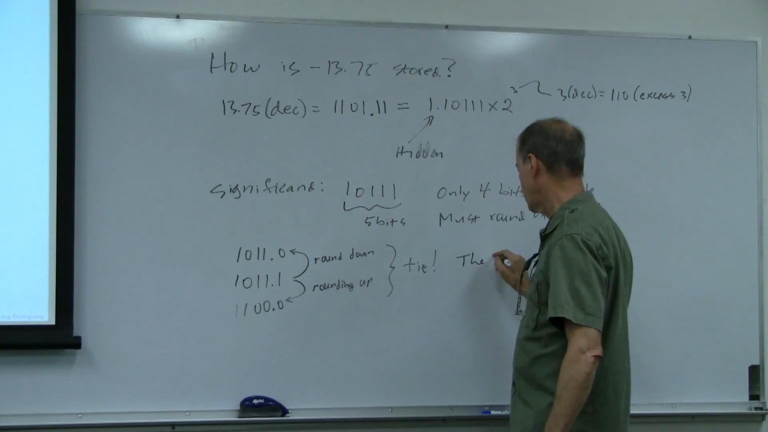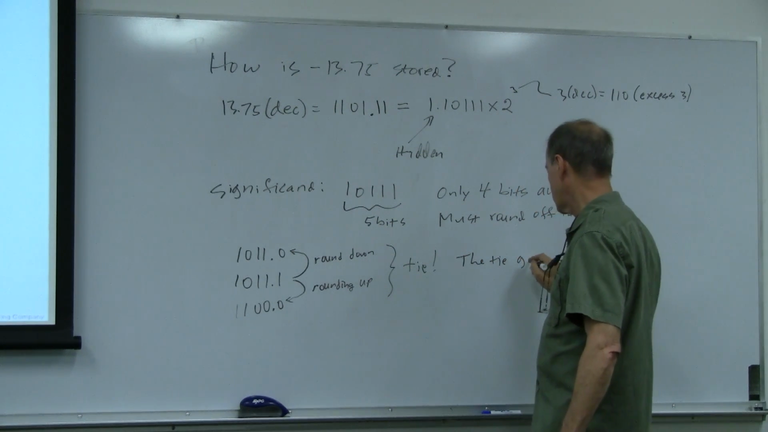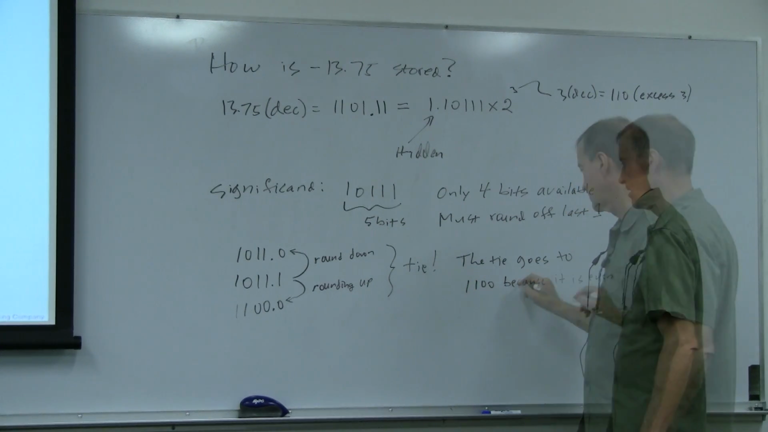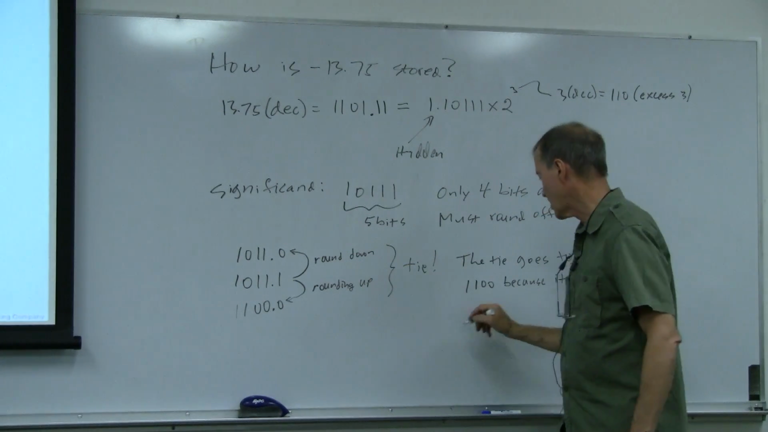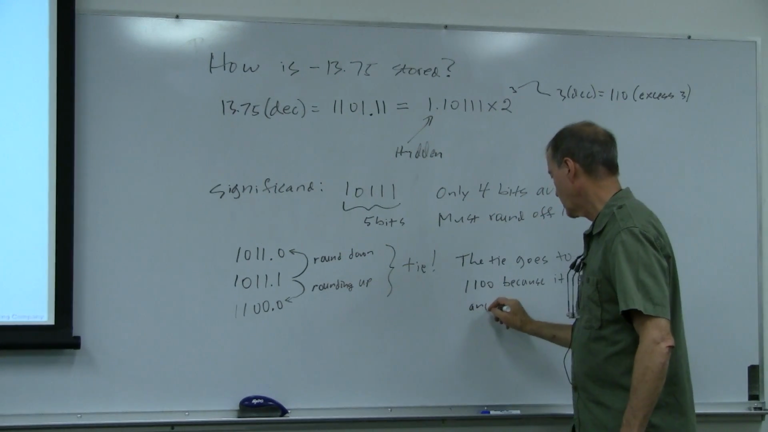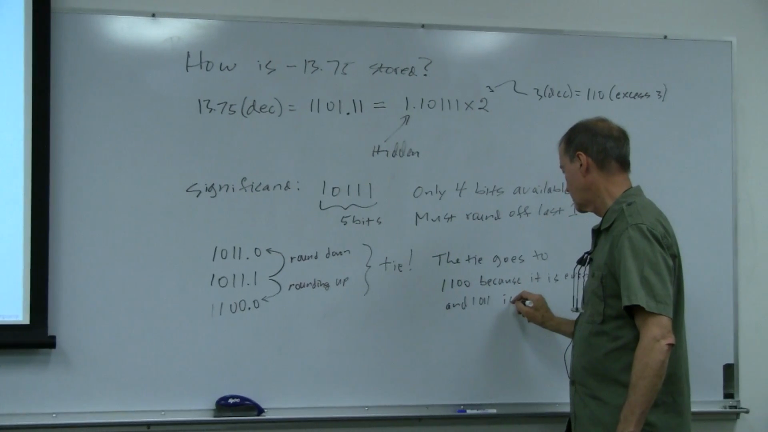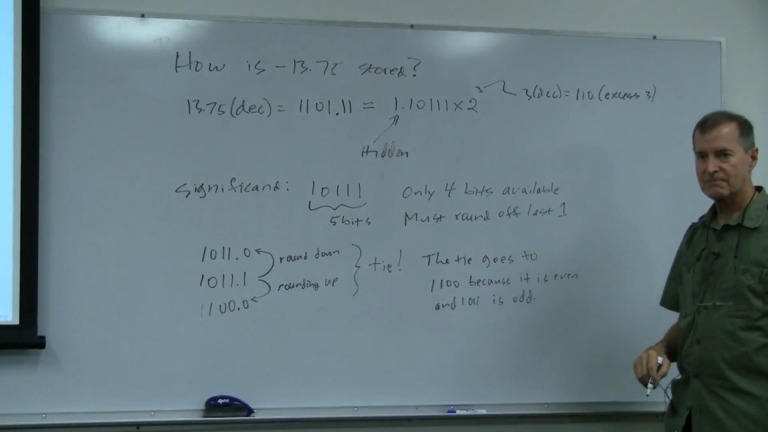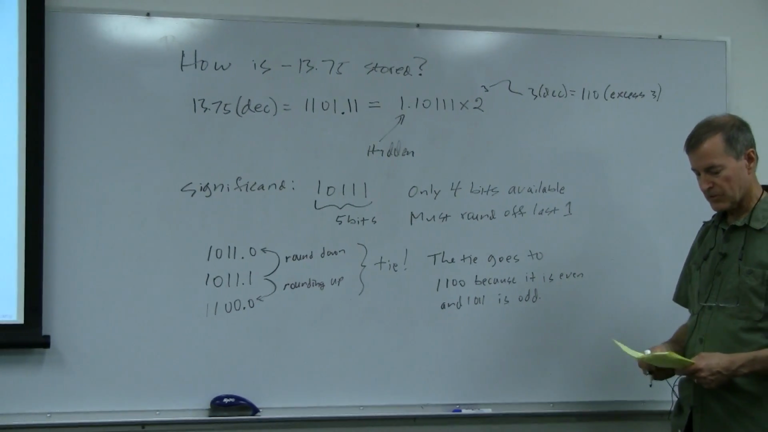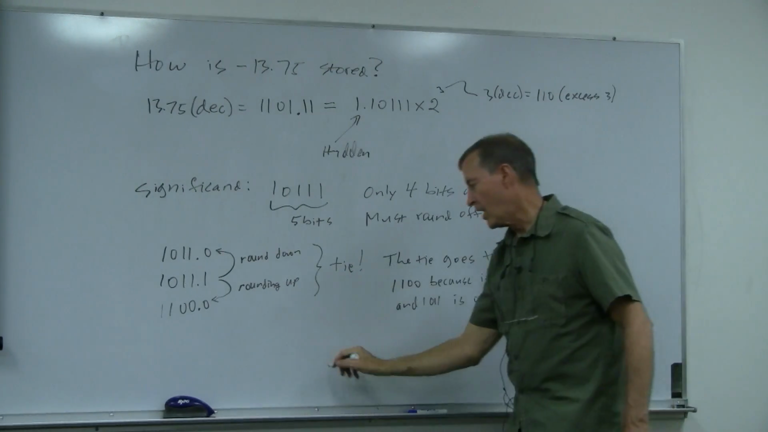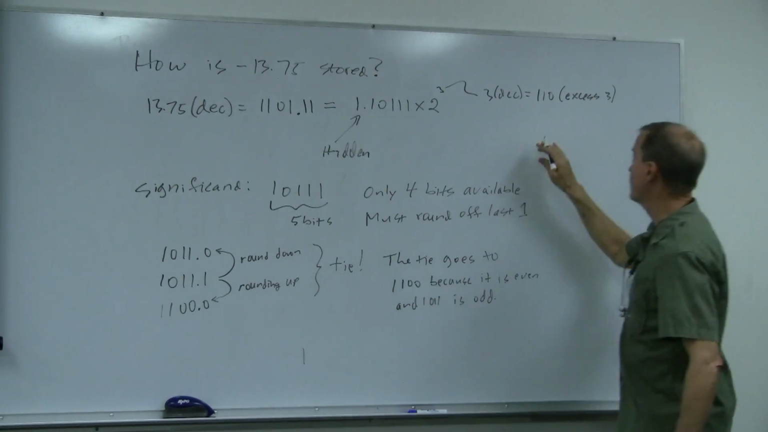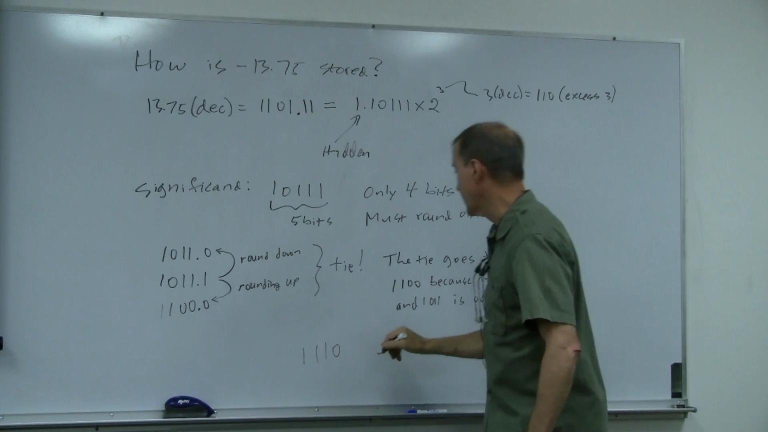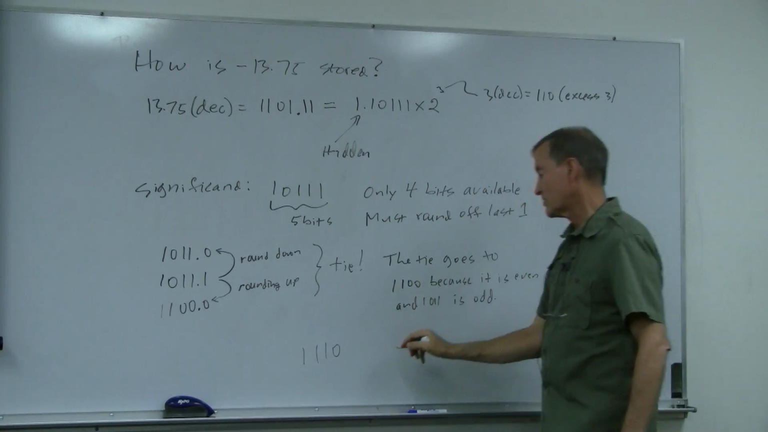The tie goes to 1100 because it is even, and 1011 is odd. So therefore, how is it stored? This was a negative number, so the sign bit is 1. Then the excess 3 exponent is 110. And then the significand is 1100.